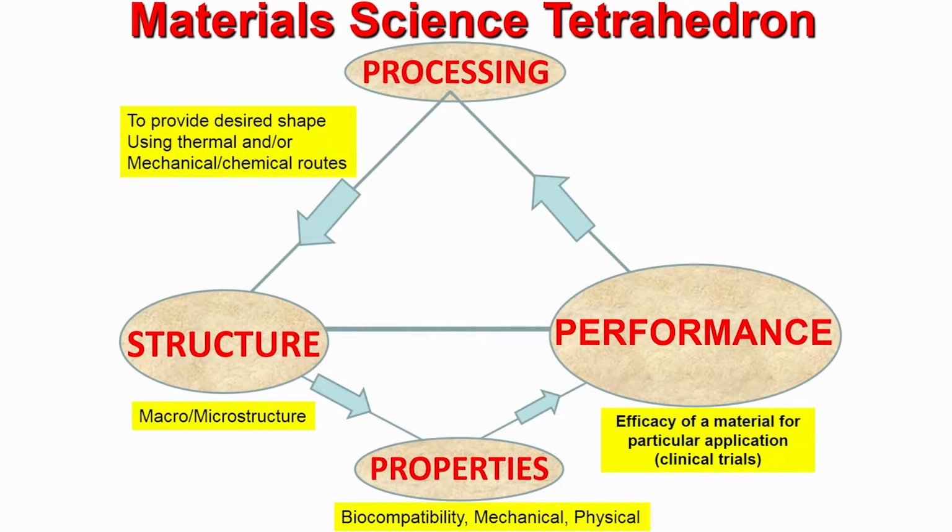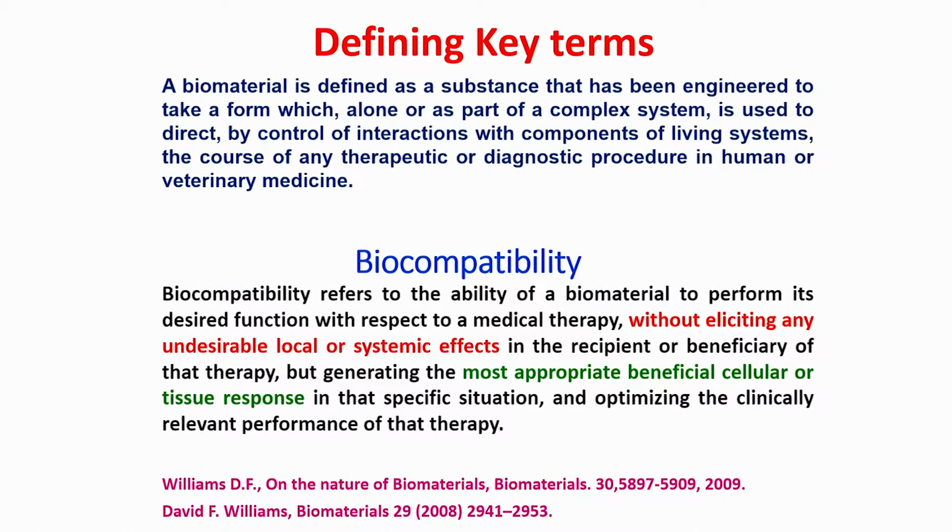Now, this is the typical material science tetrahedron, which is very popular in the field of material science. But in biomaterial science, what is more important for you to remember is processing, structure, and properties, and these properties include biocompatibility, mechanical property and physical property, and performance, like efficacy of a material for a particular application, like clinical trials and so on.